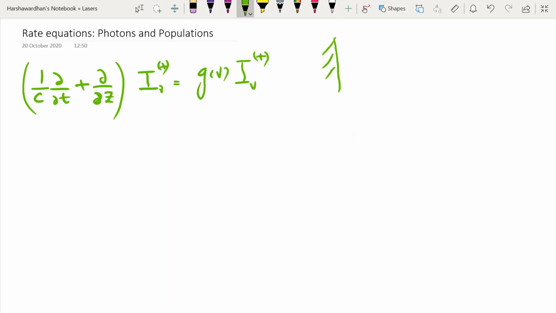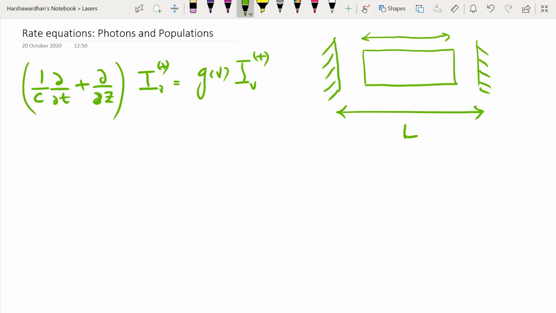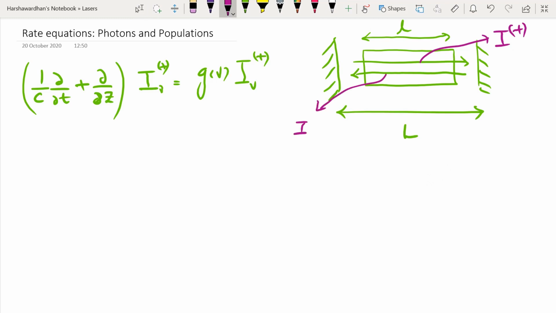So again, what I have is a cavity. The cavity is of length capital L. The gain medium could be of a length which is small l, right? And the light propagating to the right is denoted as I plus. Light propagating backwards in the minus z direction is denoted by I minus, right? And this direction is essentially z.